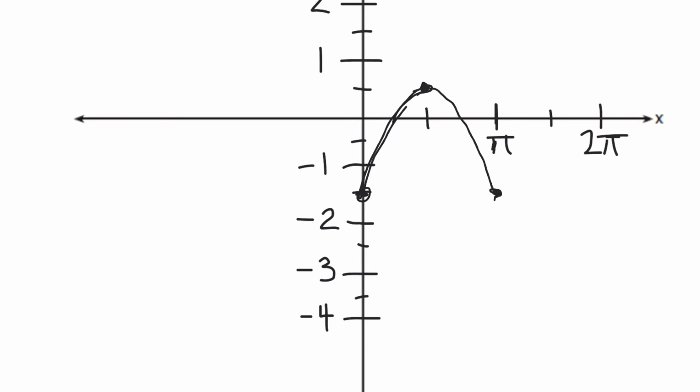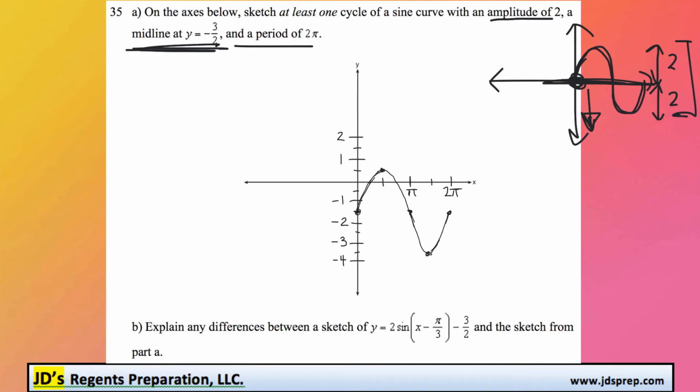And then from there, it's going to keep going down. So where we get to an x value of 3 pi over 2, we'll be at our minimum, which will be 2 less than -1.5. That would be -3.5. Again, we know this because of our amplitude being a distance of 2. Then, wrapping up, where x equals 2 pi, it's going to finish off where it started, back at the midline of -1.5. Okay, so now we've got part A complete.